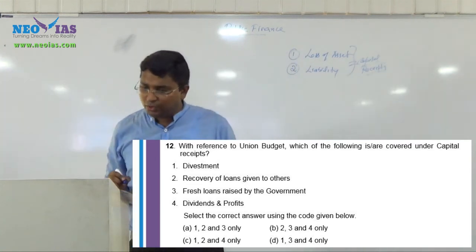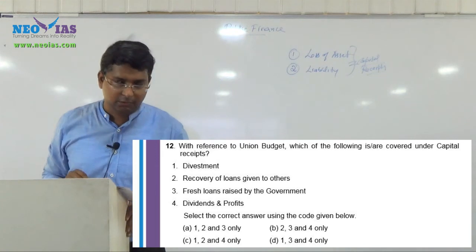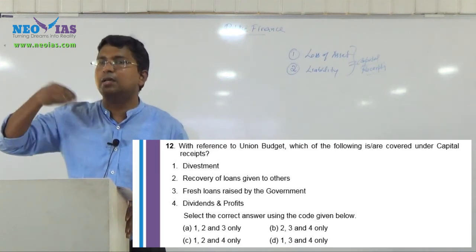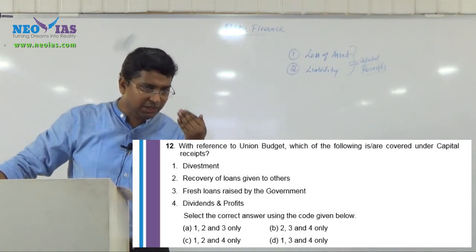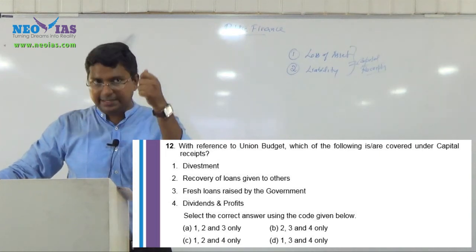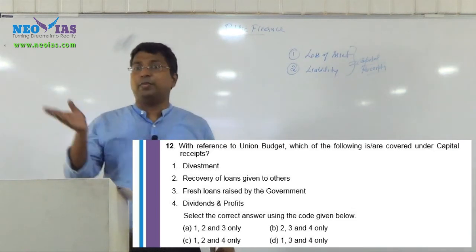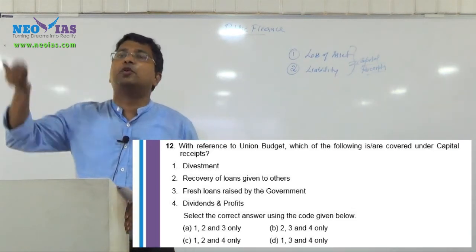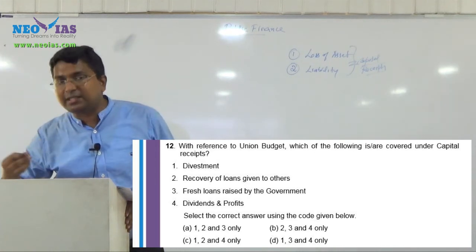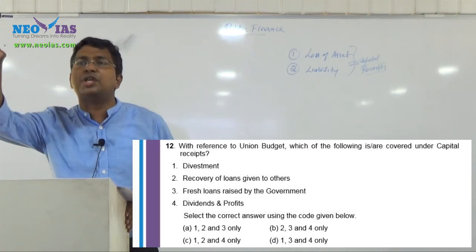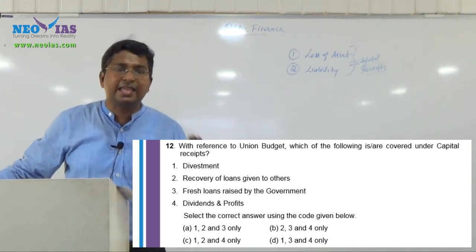Now try to solve that question. Divestment or disinvestment. What is disinvestment? The government selling shares and getting receipts. Now what is the specialty of disinvestment? Is it creating any liability? No, but it is a loss of asset for the government. The government is getting receipts, but actually there is a loss of asset. The government's share in that company is reducing. So disinvestment is a capital receipt.